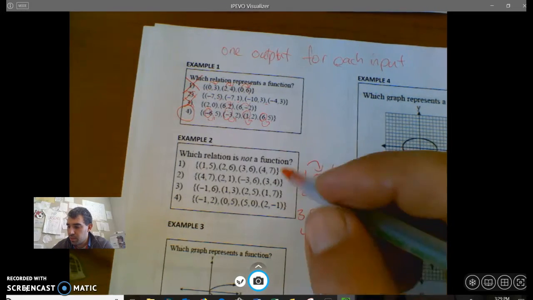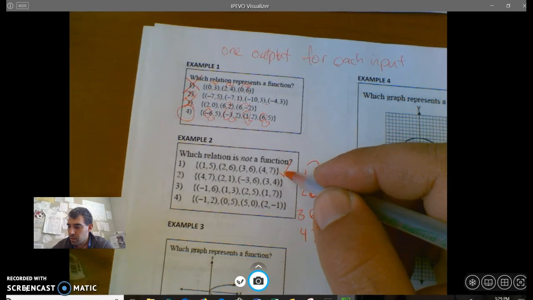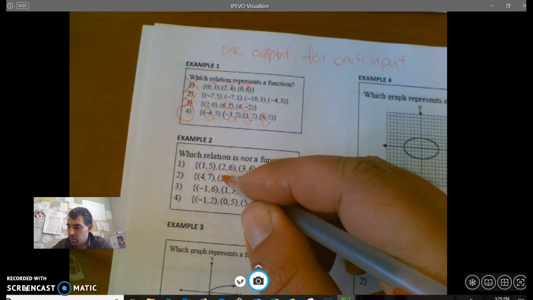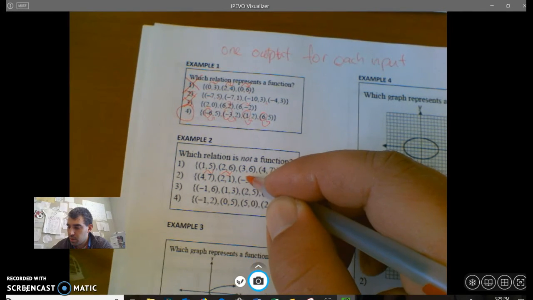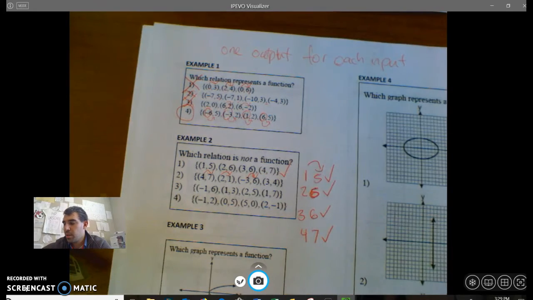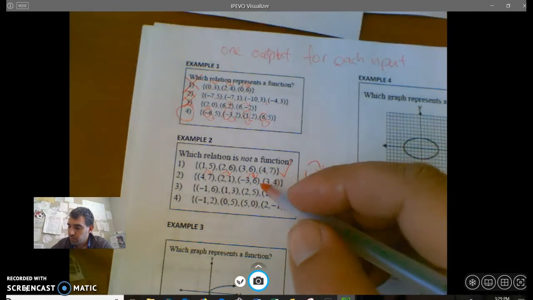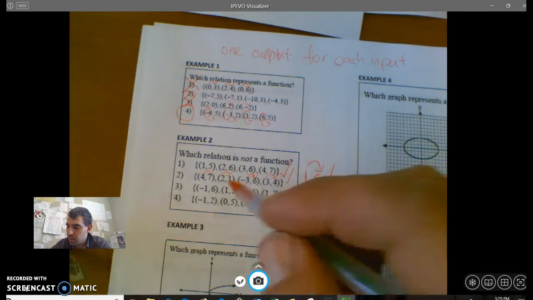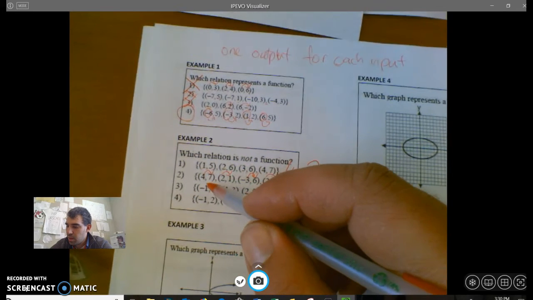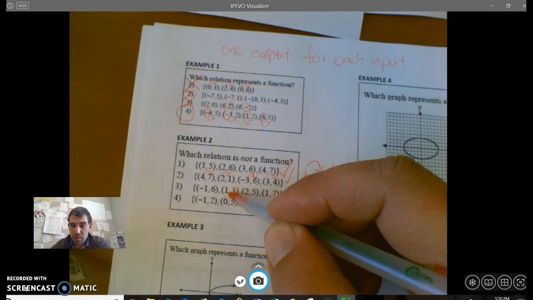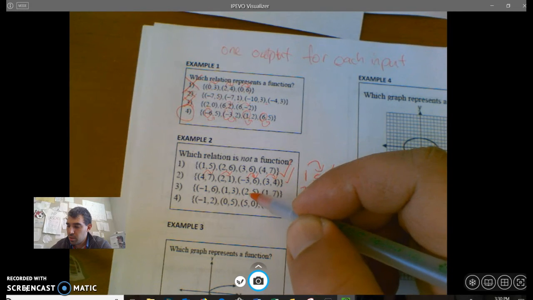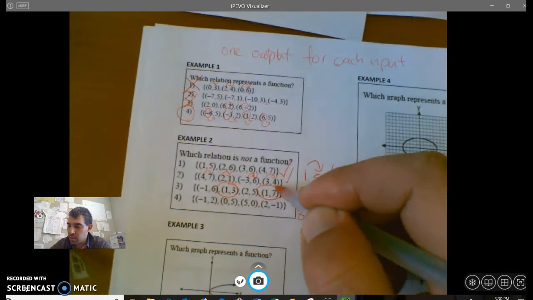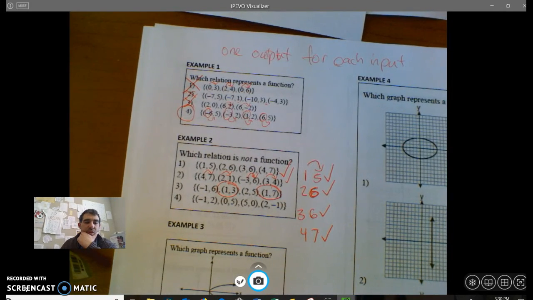So, that's okay. 4 gives us a 7, 2 gets us a 1, -3 gets us a 6, and 3 gets us a 4. It's fine. It's good. -1 is a 6. 1 is a 3. 2 is a 5. 1 is a 7. That's no good. Why is that not a function?